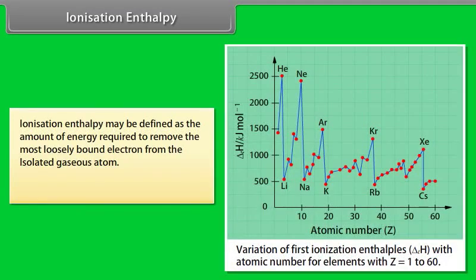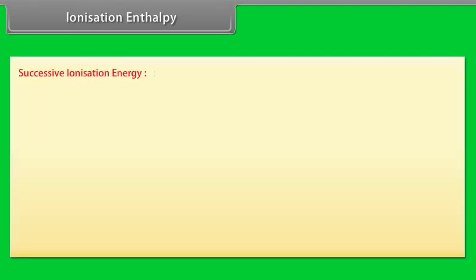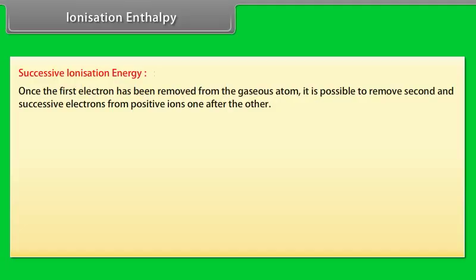Ionization enthalpy. Ionization enthalpy may be defined as the amount of energy required to remove the most loosely bound electron from the isolated gaseous atom. If we provide ionization energy to the gaseous atom A, it loses an electron. Successive ionization energy. Once the first electron has been removed from the gaseous atom, it is possible to remove second and successive electrons from positive ions one after the other.